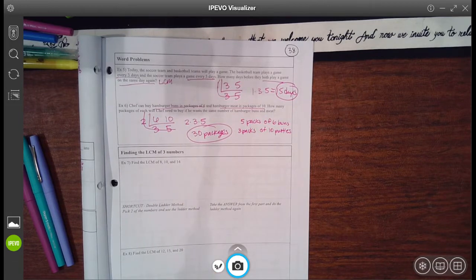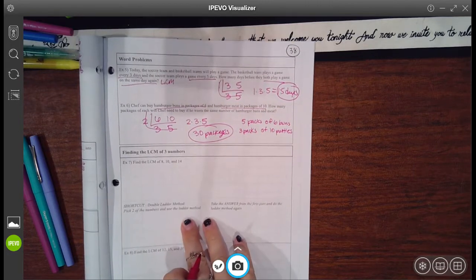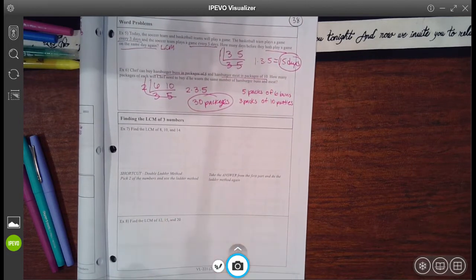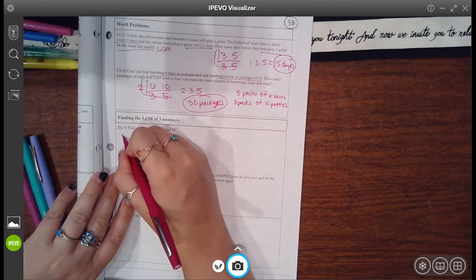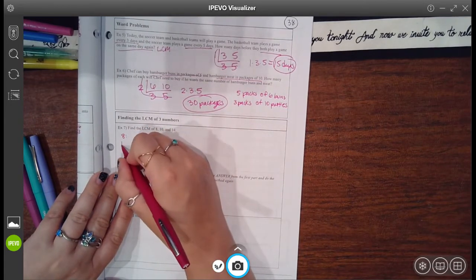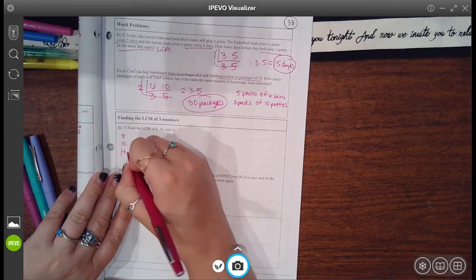All right, my little mathematicians. Hopefully you feel a little bit comfortable with LCM and word problems. Now we're going to move on to a tricky thing when they ask you to find it of 3 numbers. Okay, first off, let's do it. If you're like, well, I like just listing them. Okay, list all the multiples of 8 for me, of 10, and of 14.